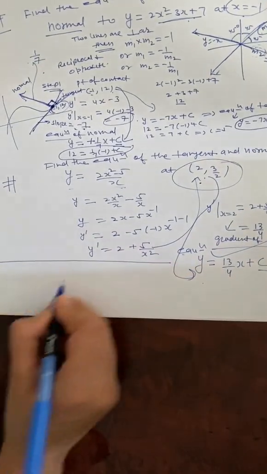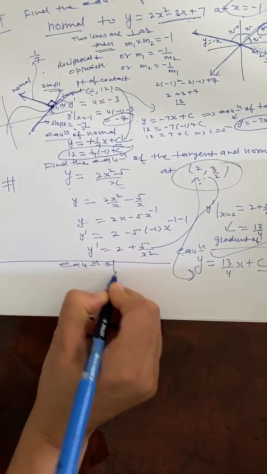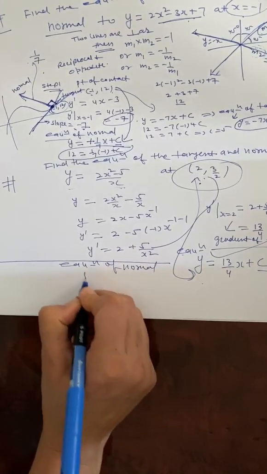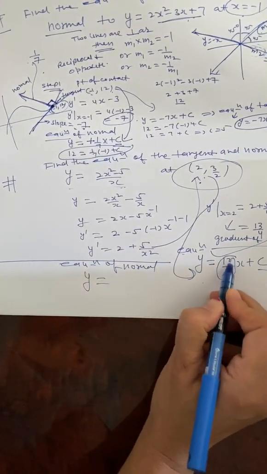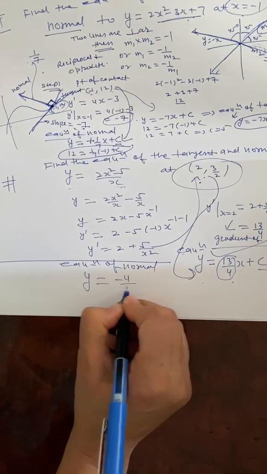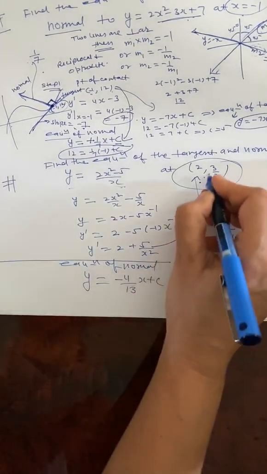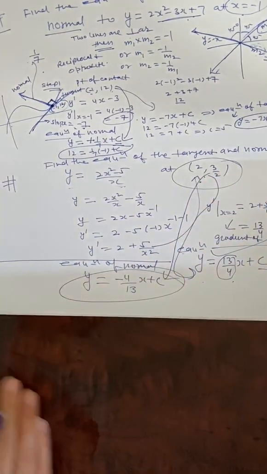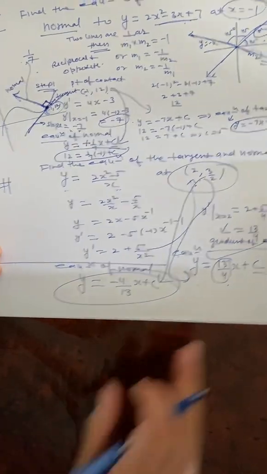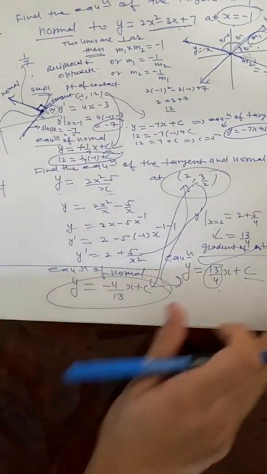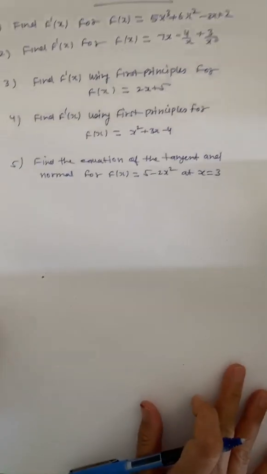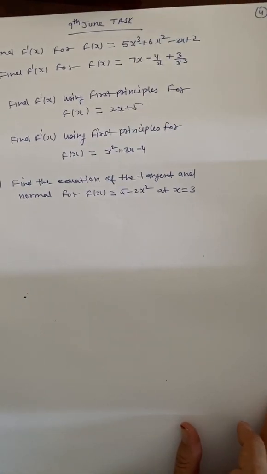Now I'm going to do the equation of the normal. So what is the difference? In the equation of the normal, it's the same thing, but instead of 13 over 4, you will have negative 4 over 13 x plus c. Then you substitute the same point and you will find the equation of the normal. I hope that it is clear, and this is going to be your homework.